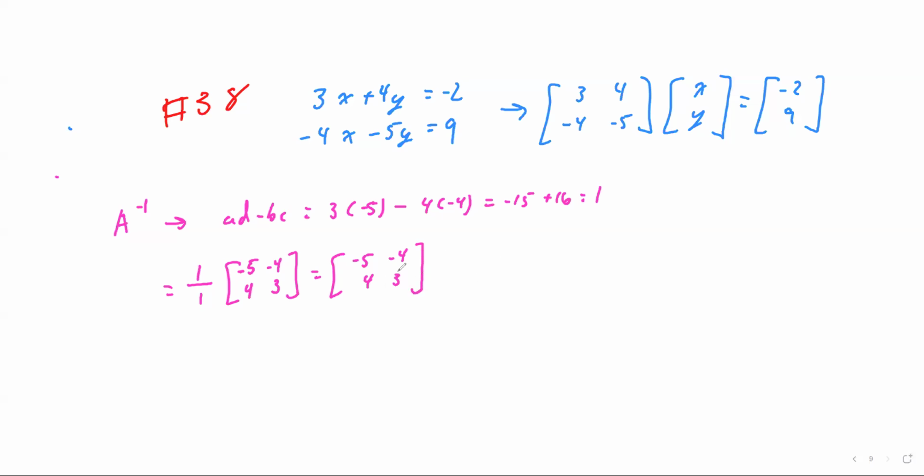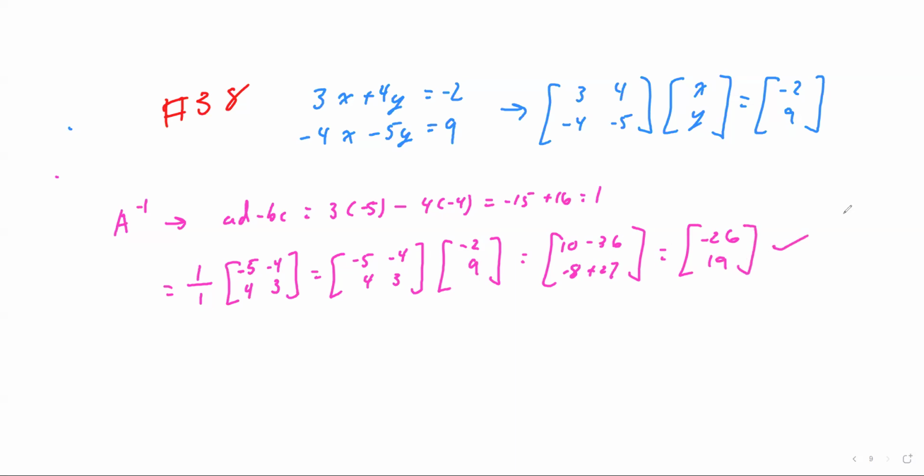Maybe not. Now take that and multiply it to your B. So -2 and 9. So -5 times -2 is 10. -4 times 9 is -36. 4 times -2 is -8. 3 times 9 is 27. Combine those. So that gives you -26 and 19. There you go.